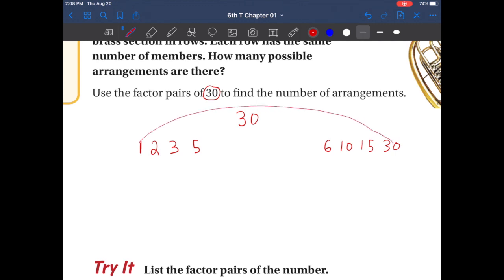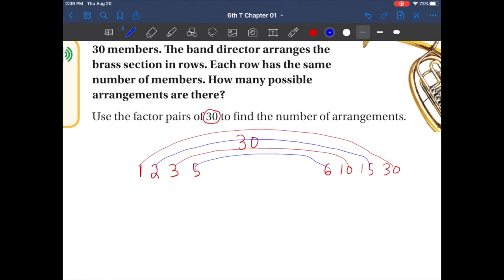So this one goes with this one. This one goes with this one. This one goes with this one. And then this one goes with this one. So if we think about this, let's see what the question says. It says, how many possible arrangements are there? Well, I'll tell you right now, they can have one row of 30 people, or they can have 30 rows of 1 person. So that's 2 different options.